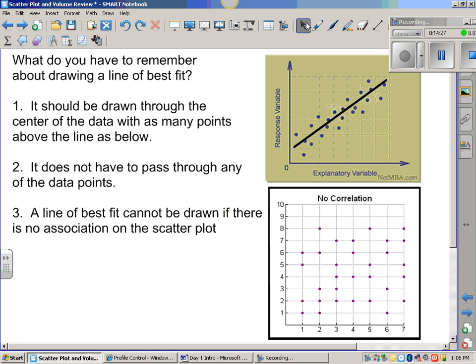That's very important. And 3, a line of best fit cannot be drawn if there's no association in a scatter plot. This has no correlation at all. All right, the trend line demonstrates just that, a trend, a connection between the 2 bivariate data. This no correlation does not. All right, no trend lines for no correlation.